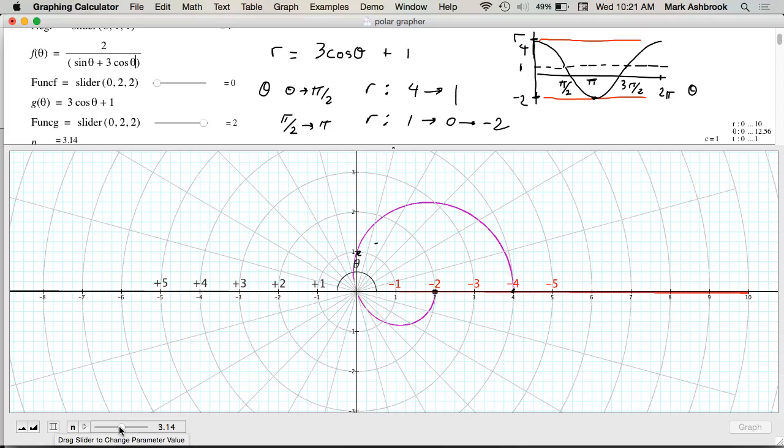So before I started graphing this, how many people got something like that? Anybody? So this is hard. We're going to need lots of practice with this, okay? Okay, then what happens next? From pi to 3 pi over 2.